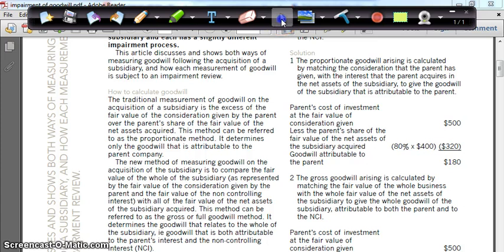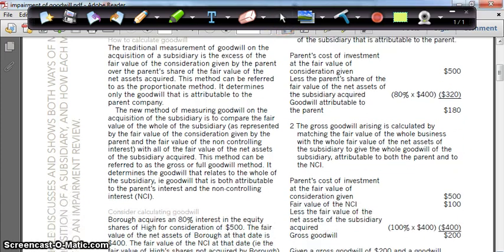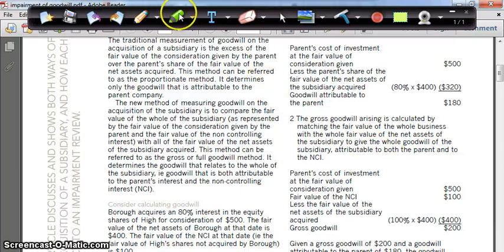The next example is the full method of goodwill. Again we have the consideration that was paid, and that's the $500, which is the same first step as when you're calculating the proportionate goodwill. And then to this we add the fair value of the NCI, which is the $100, which again is just given to us in the question. From this we then take the fair value of the net assets of the subsidiary, the 400.